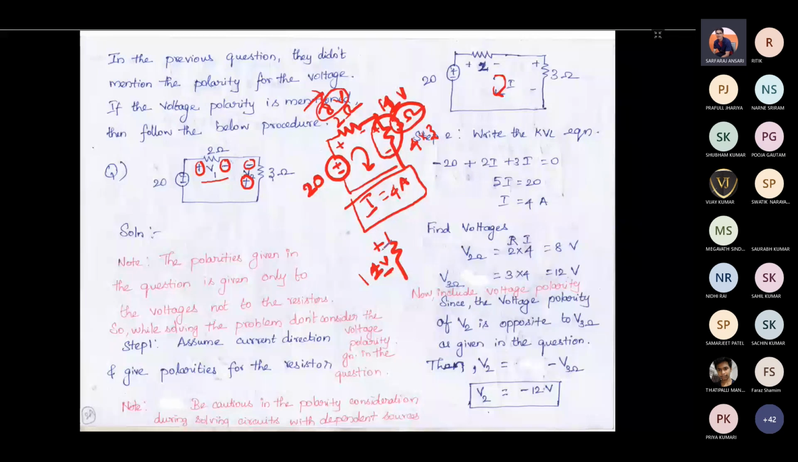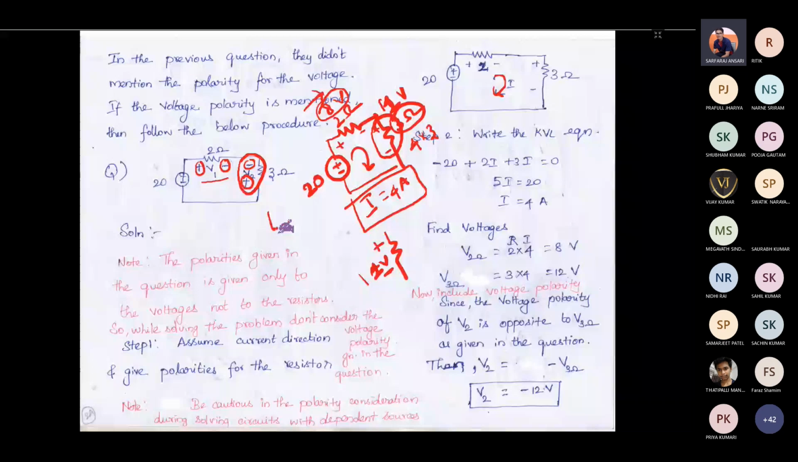Okay, then in the problem, how have they asked us to find the voltage? They have asked us to find the voltage in this manner. If they have asked us to find the voltage in this manner, the voltage which we have found is in the reverse way. It is very simple. We have found the voltage in this way.